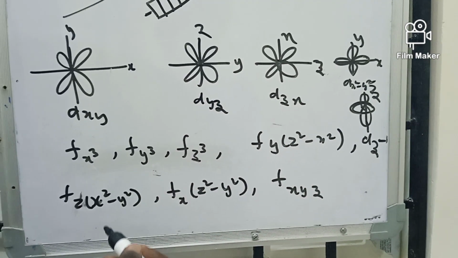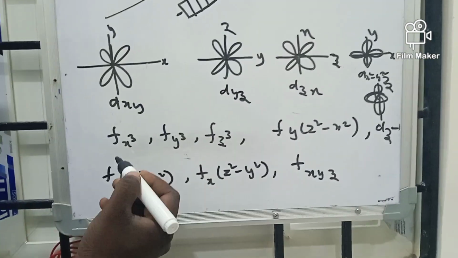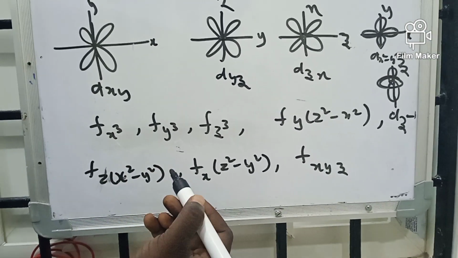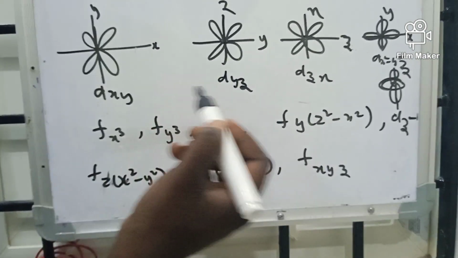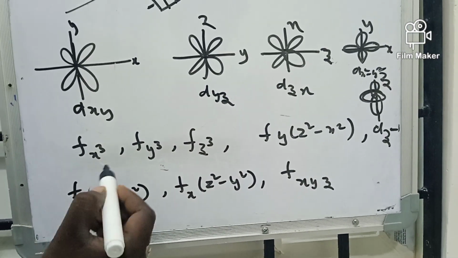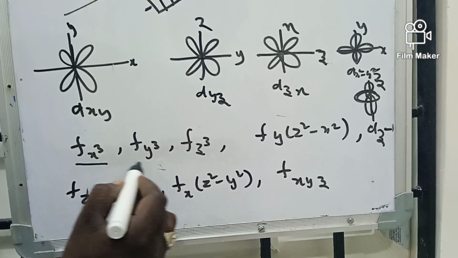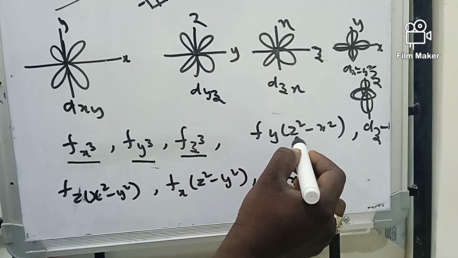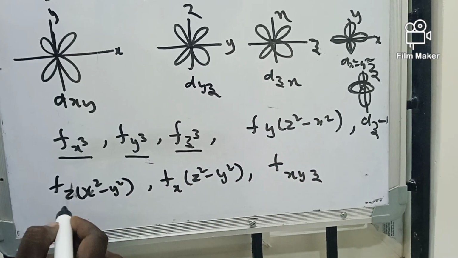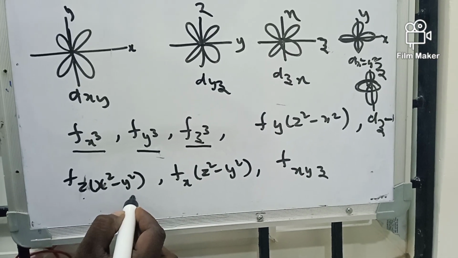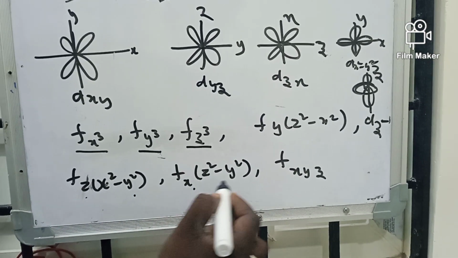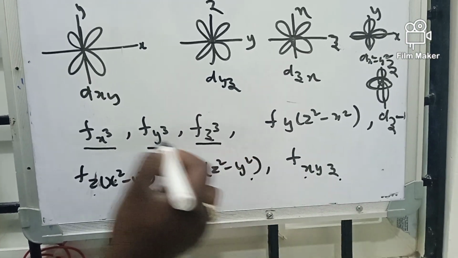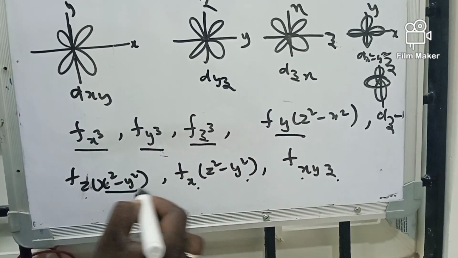The f orbital shape is unknown till now and not yet defined, because they do not have stable shapes. That's why for f orbitals we only know the designations. So 7 designations: f x cube, f y cube, f z cube, f y into z square minus x square, f z into x square minus y square, f x into z square minus y square, f xyz. These are the 7 f subshells.